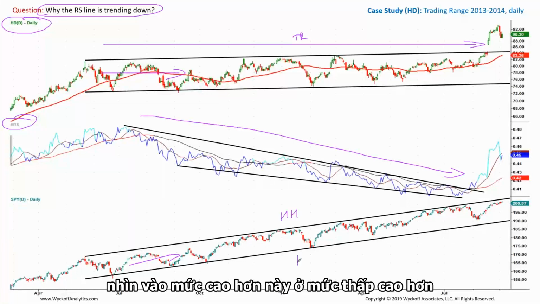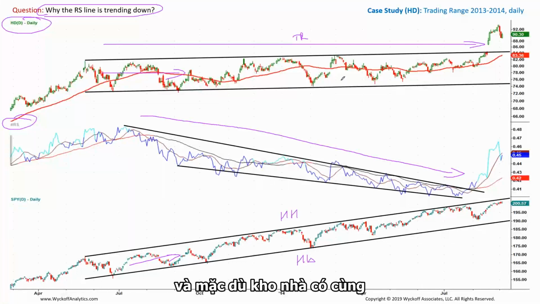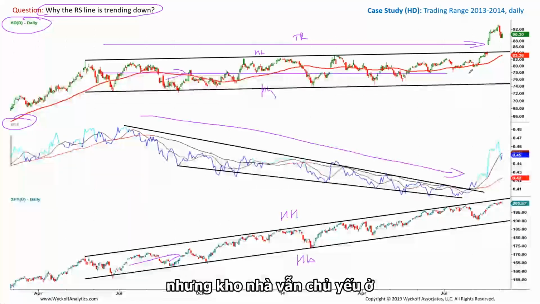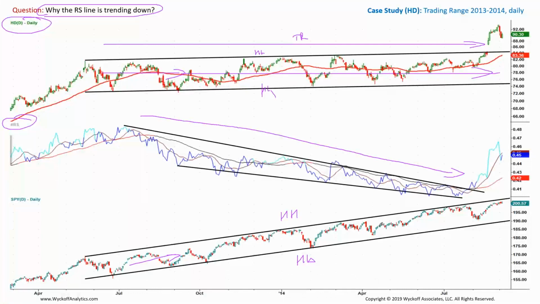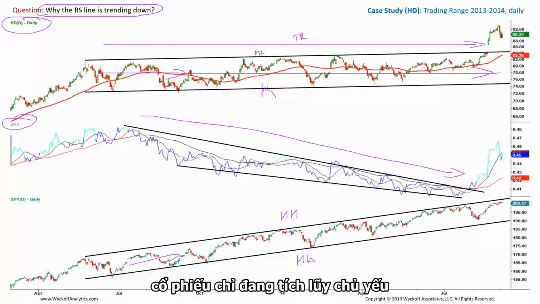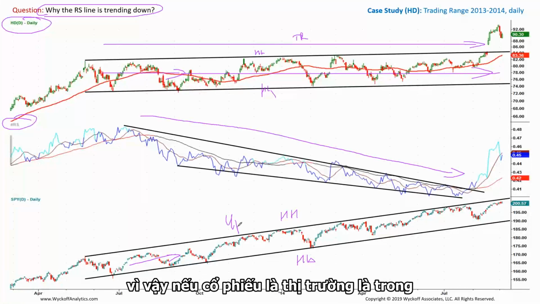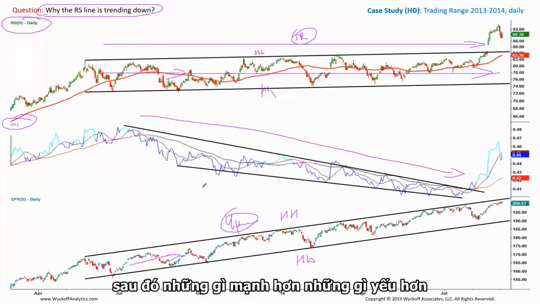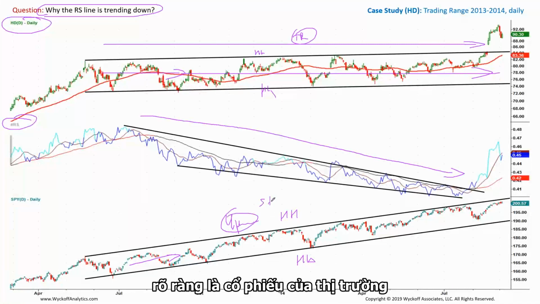Look at this, higher highs, higher lows, and even though Home Depot has the same type of structure, higher highs, higher lows, still Home Depot is predominantly in the trading range. The market is going up in a more sustainable uptrend than the stock. The stock is just consolidating mostly. The market is trending up. So if the market is in the uptrend and the stock is in the trading range, then what is stronger, what is weaker? Obviously, the market is stronger.